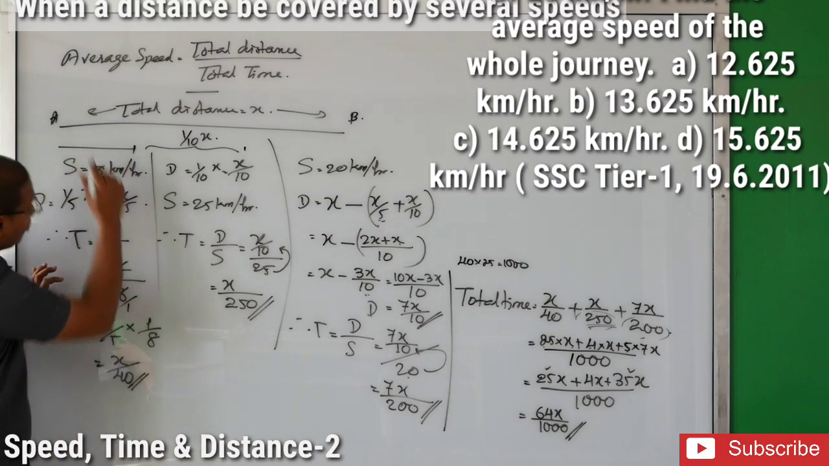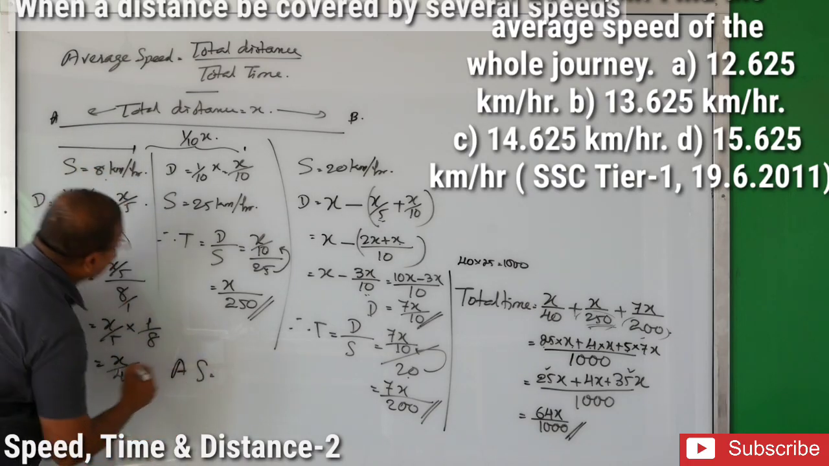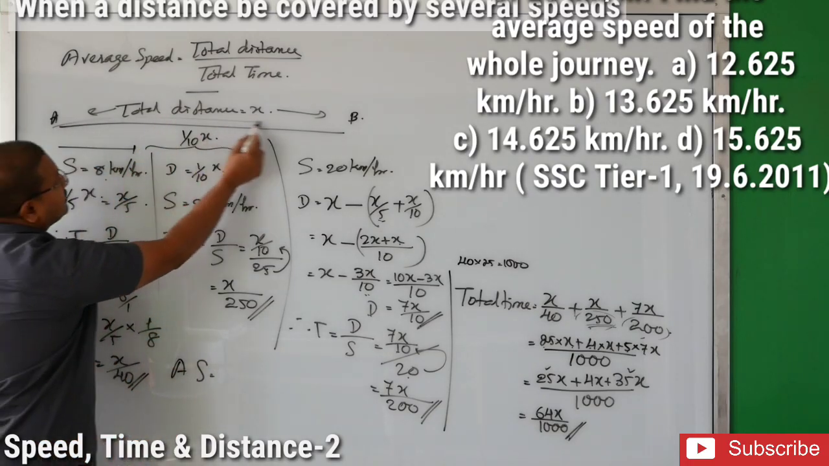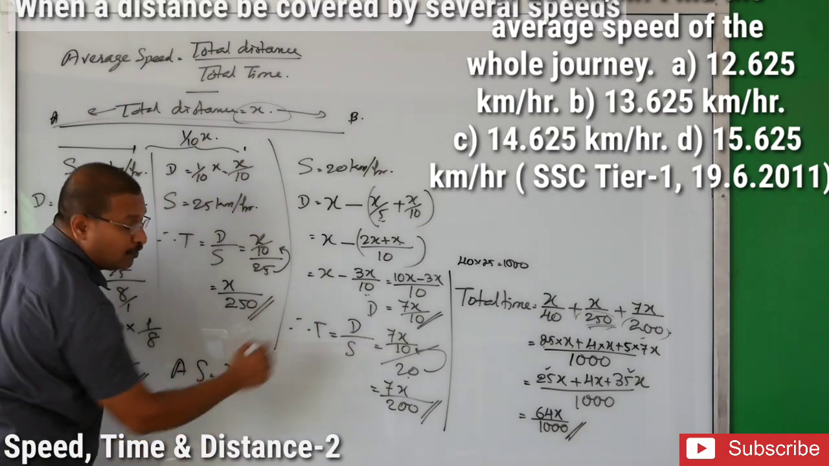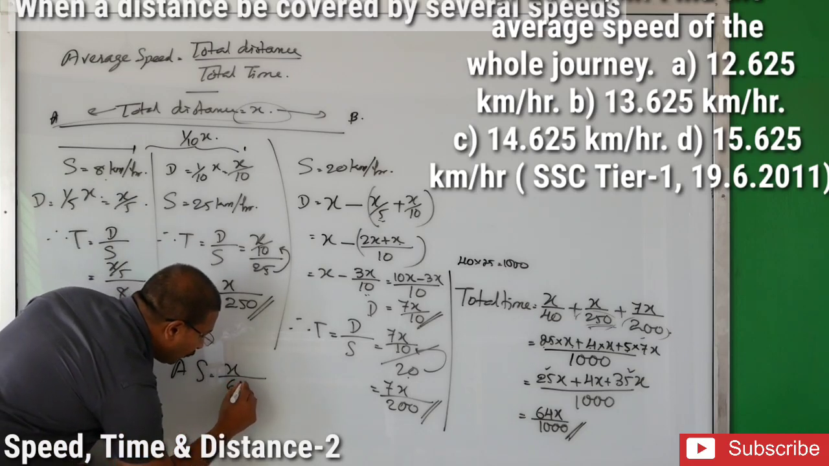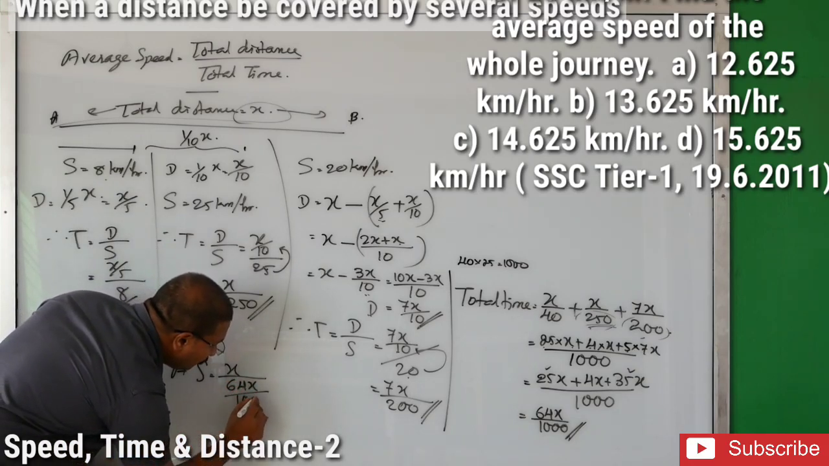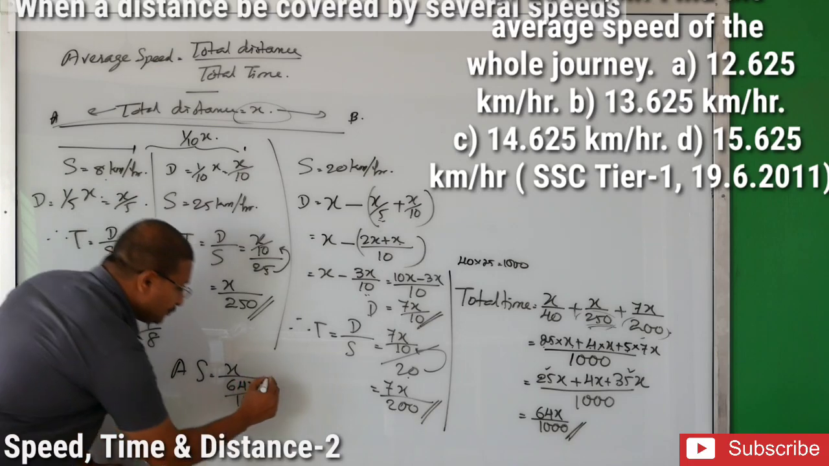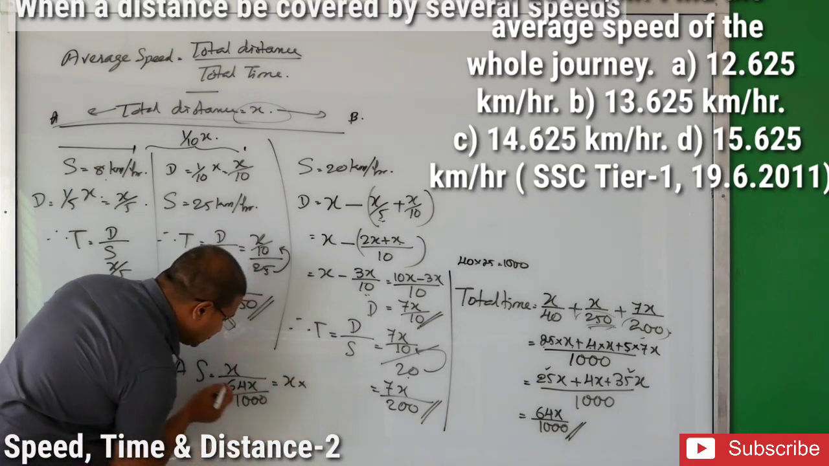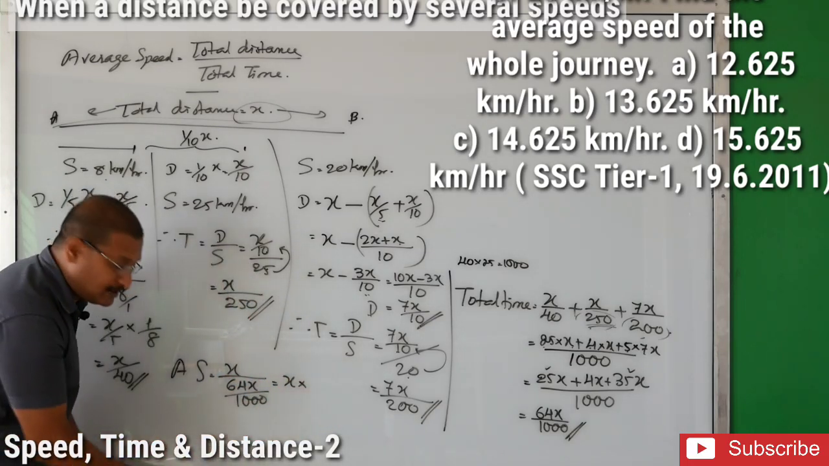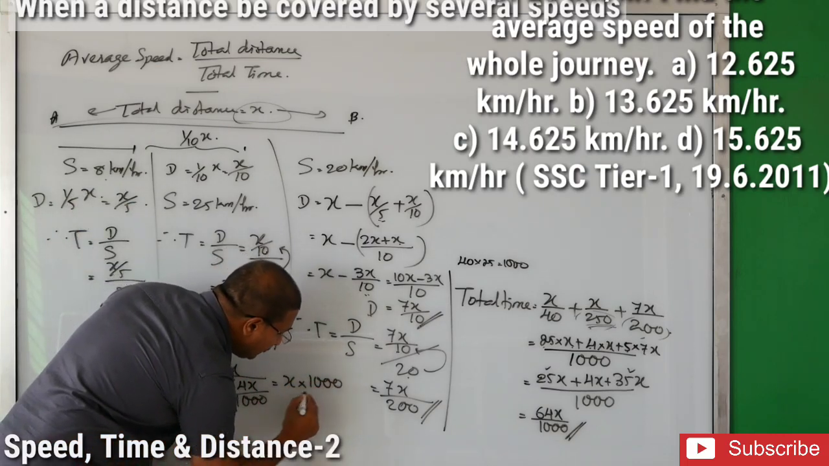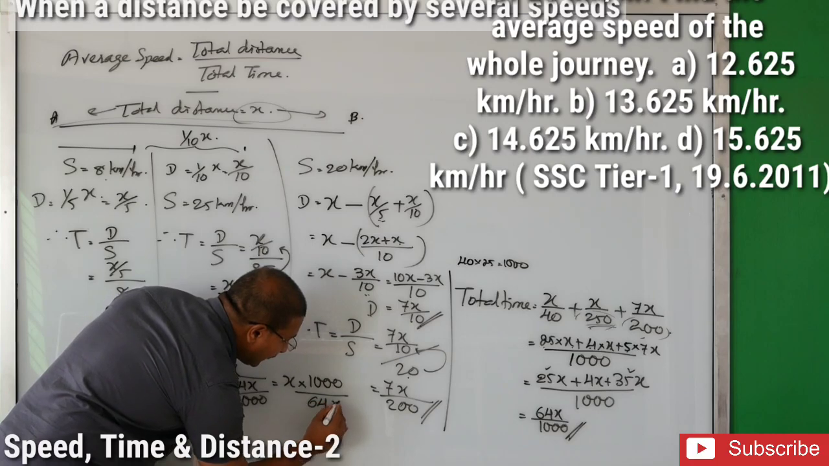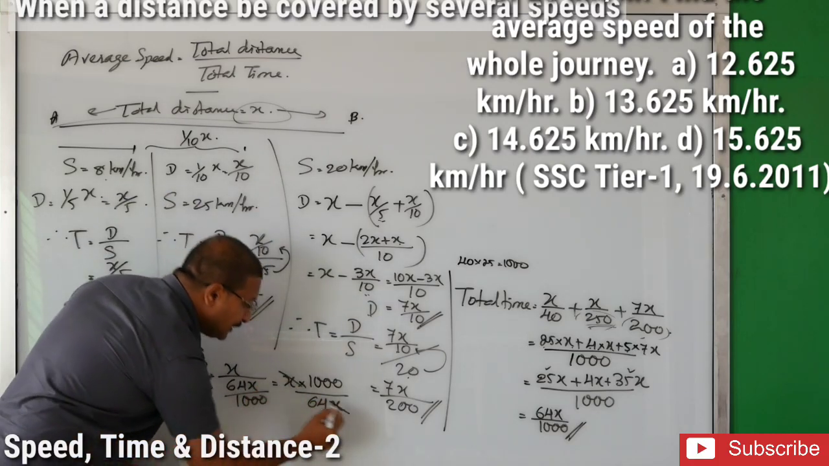Now what do you want? Average speed. Average speed equals total distance. Total distance is x. x divided by the total time. What did you get? 64x divided by 1000. Ready? This equals x into this division. If I convert into multiplication, inverse will be written. Means what you will write? 1000 divided by 64x. x will cancel.